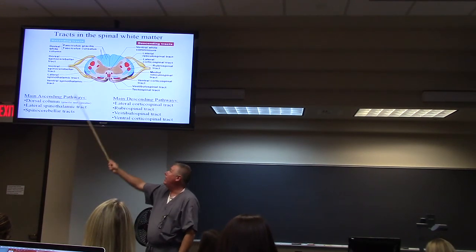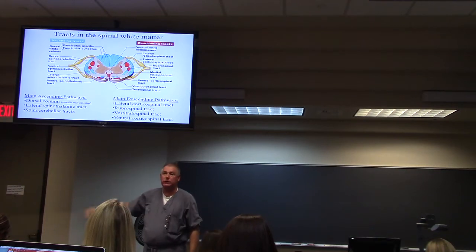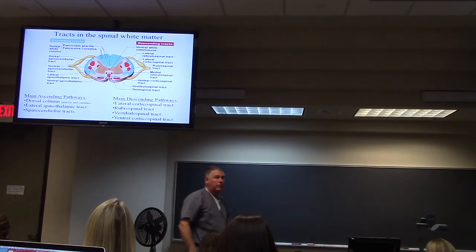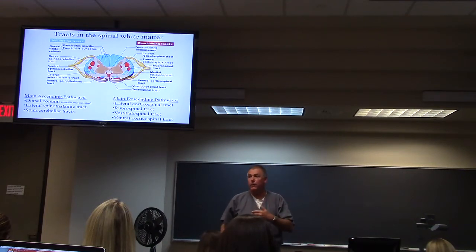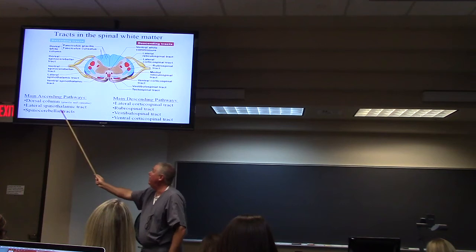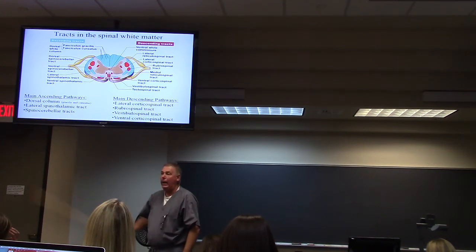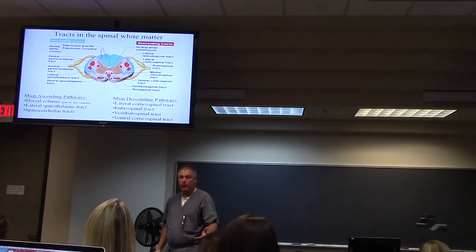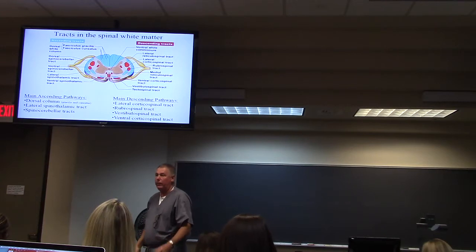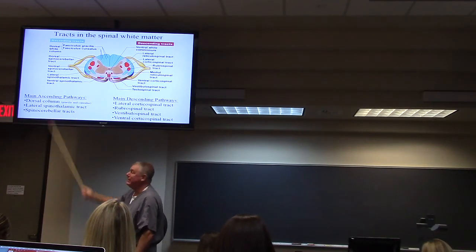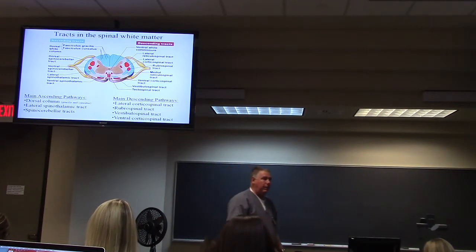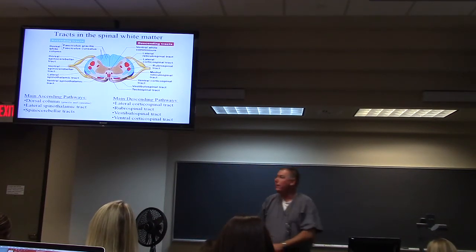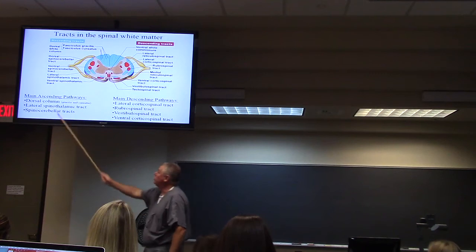There are 9,000 tracks in the white matter. Not 9,000. These are the predominant ones right here. There are more than these, though. These are the ones highlighted down here that are most significant, and the ones that we're going to be talking about over the next few days. On the ascending pathway, so this is sensory of some type, you have the dorsal columns.